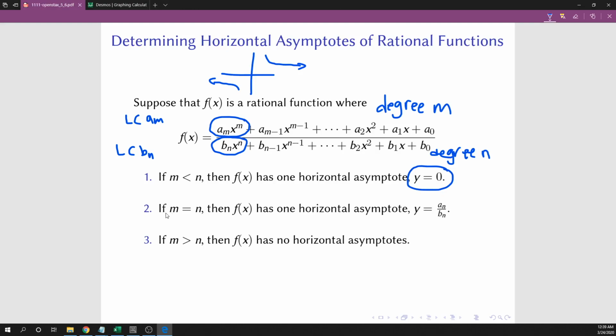The second case is when the powers are equal. If the degree of the top and the degree of the bottom are equal to one another, then we have one horizontal asymptote. The horizontal asymptote is going to be the ratio of the leading coefficients. So that should be m right here. Sorry, typo.